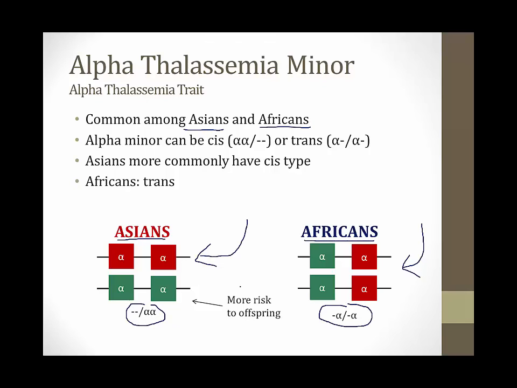And the cis configuration carries more risk to offspring. That's because a parent can pass two deleted alpha genes on to their offspring. If the offspring picks up one or two deleted alpha genes from the other parent, they can then have a very serious form of alpha thalassemia. On the other hand, a parent with the trans configuration can only pass on one deleted alpha globin gene.